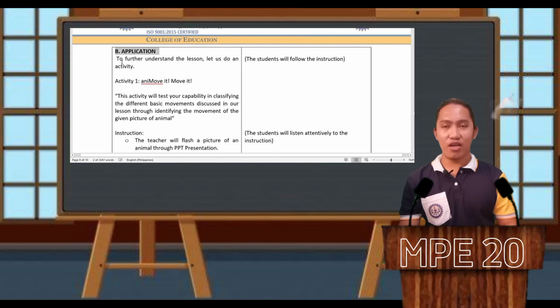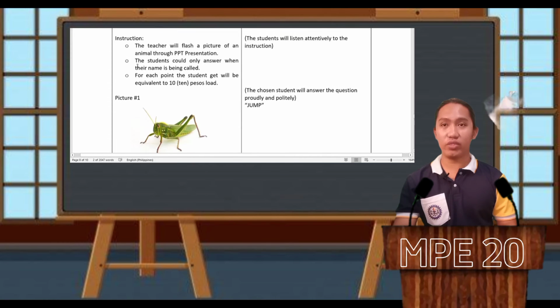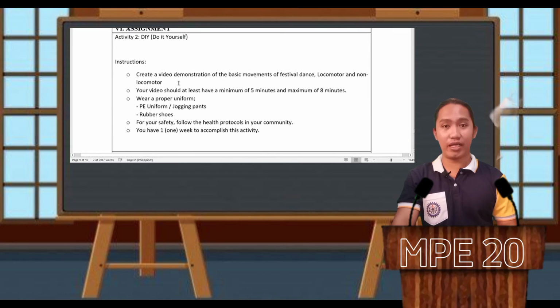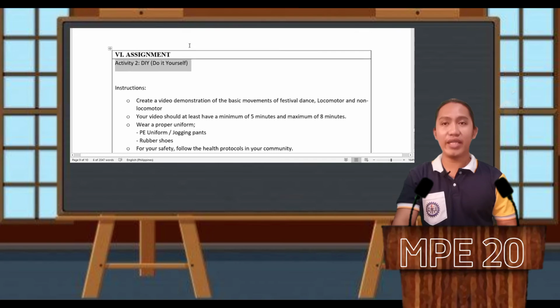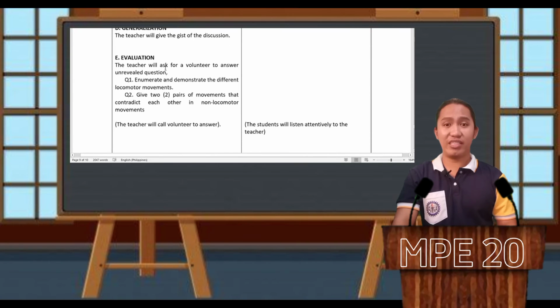Take note, put more catchy titles on your activity to catch the attention of the students. For activity 2, I called it DIY or do it yourself. So it is more catchy so that your students become interested. Okay, next we have the generalization. We have to put the general content of your lesson plan.